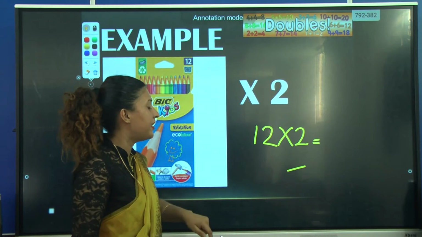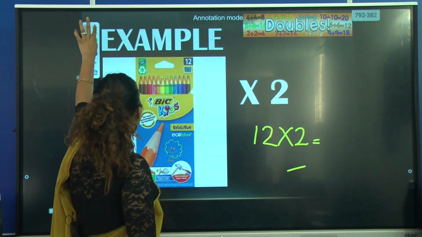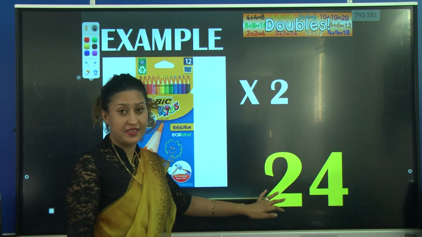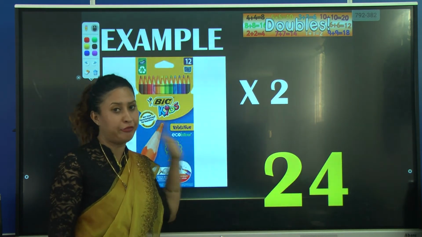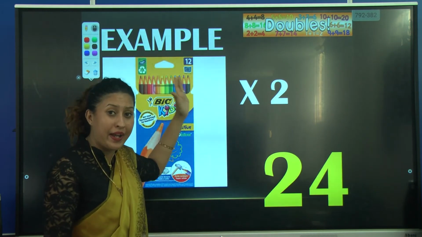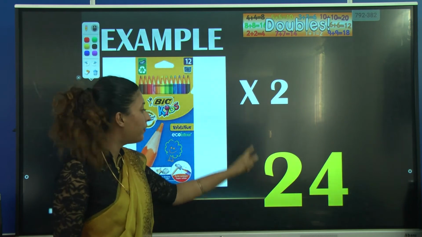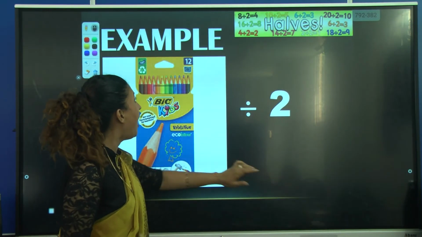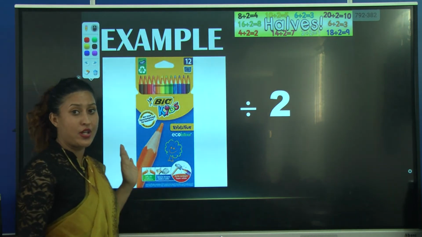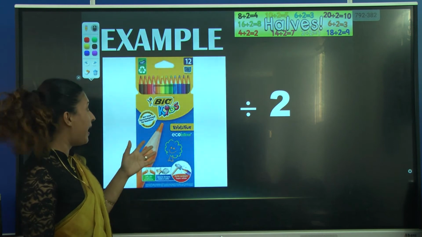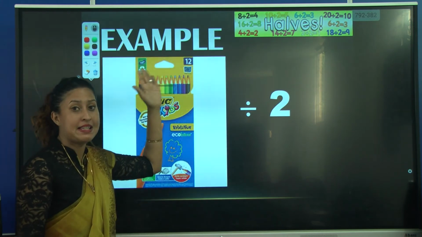Let's see the answer. What is the answer? 24. Which means we have multiplied 12 into 2. Now let's see an example for halving, which means division. Divide by 2. See, the same thing. I have 12 color pencils with me.